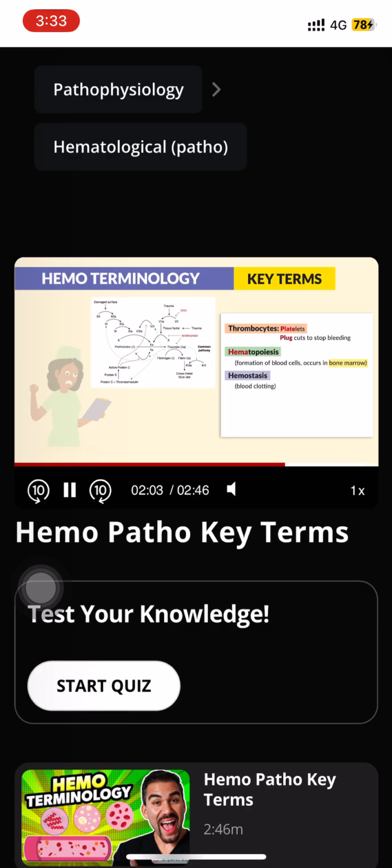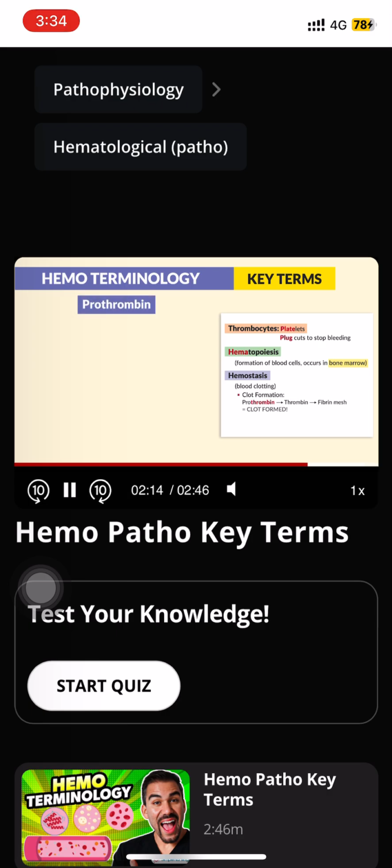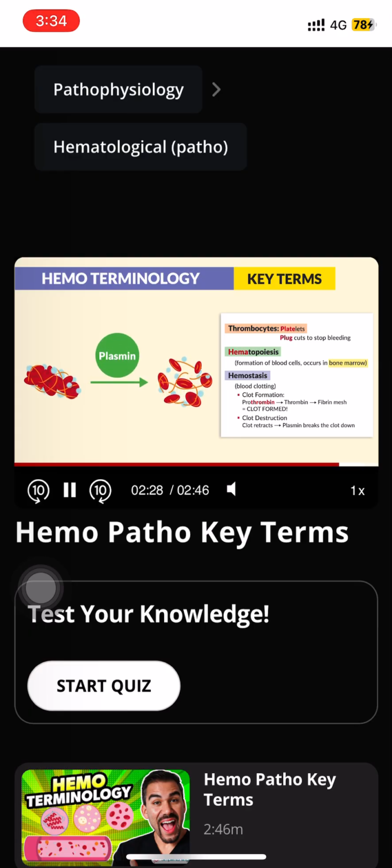Now there is a very complex coagulation cascade that can make your eyes turn in circles. But to keep it very simple, just think, clot formation starts with prothrombin. Then it leads to thrombin, and then the fibrin mesh where the clot is formed, with the help of platelets. And for clot destruction, when a clot is dissolved, we see clot retraction, and eventually plasmin breaks the clot down.